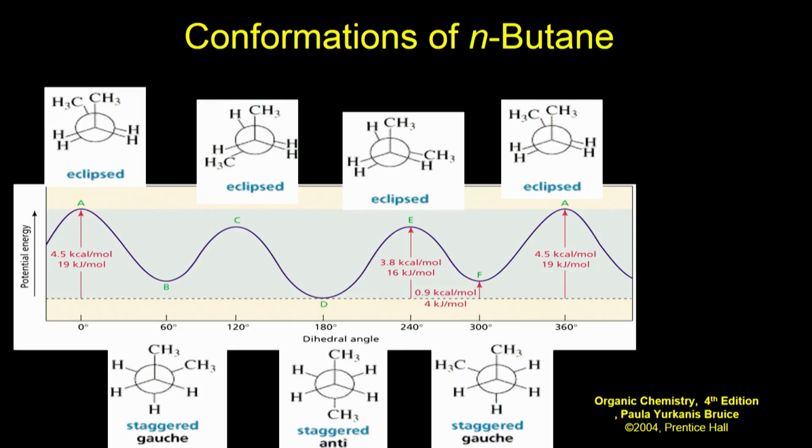So, each one of them has different energy values, the potential energy, as you can see here. The energies could differ by the order of 4.5 kilocalories per mole, 3.8 kilocalories per mole, 19 kilojoule, 16 kilojoule and so on. So depending upon the conformation they take, you are going to have different energy values and it could be quite high.